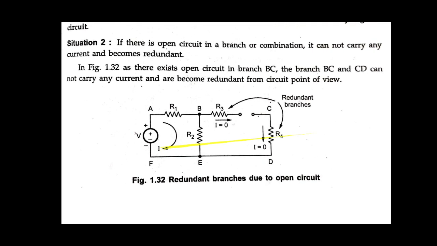So it becomes redundant from the circuit point of view. There are two situations. Number 1, if there is a short circuit across any resistance, or a combination of resistances across a short circuit, then that branch or that combination of circuit is redundant. Second point is, if there exists any open circuit in the branch, that branch becomes redundant from the circuit point of view. Okay, so it is very important.